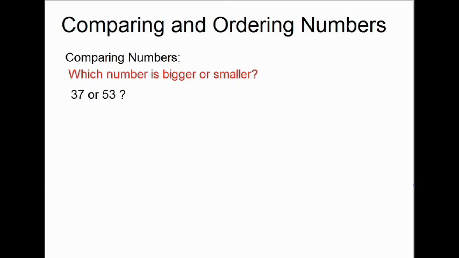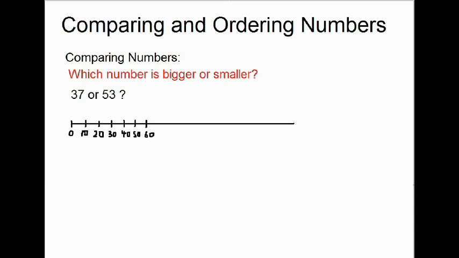So the first question we're going to look at is which number is bigger or smaller, 37 or 53? Now, by the time you get to grade 6, you probably know the answer to this right away, but we're going to explore how we come up with the answer, or one or two ways with how we come up with that answer. And the first way is we're going to use a number line to help us understand which value is bigger here, 37 or 53.